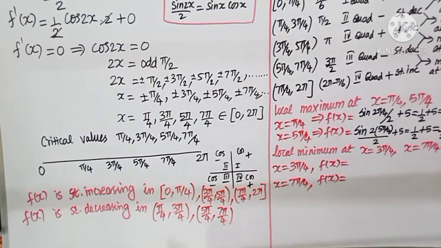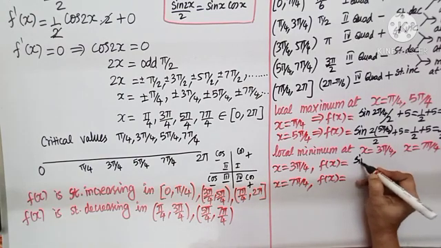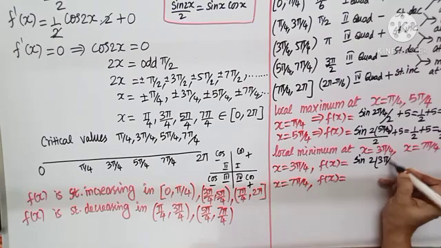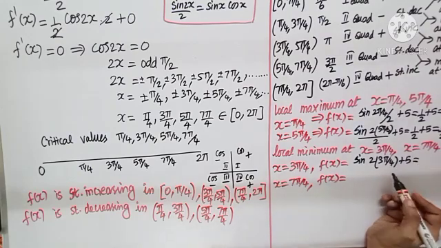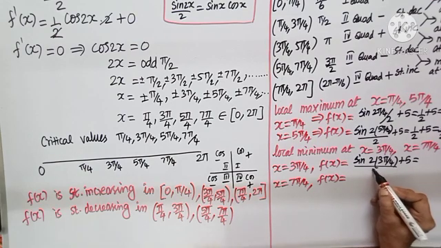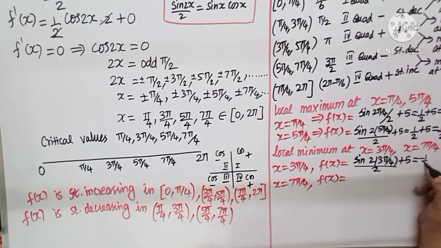f of x is sin 2 into 3π by 4, by 2, plus 5. 6π by 4, that is 3π by 2. Sin 3π by 2 is minus 1. So it is minus 1 by 2 plus 5. 10 minus 1, 9 by 2 we get.